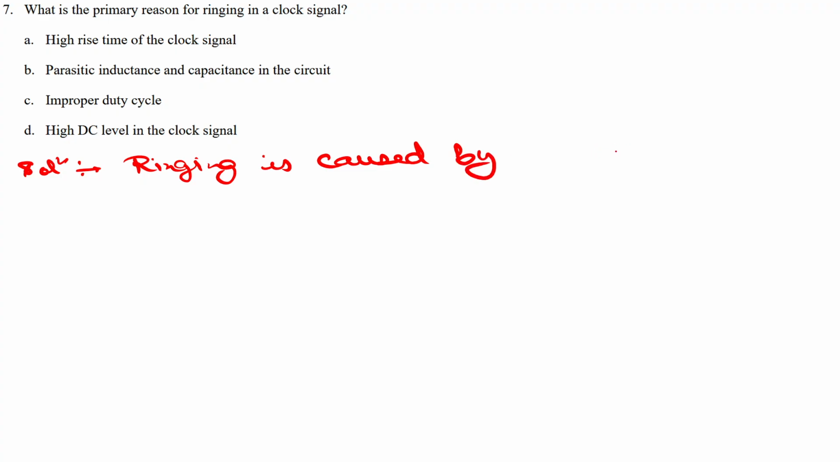Question number 7, what is the primary reason for ringing in a clock signal? So it's asking about the main reason behind the ringing. The main reason ringing is caused by parasitic inductance and capacitance.